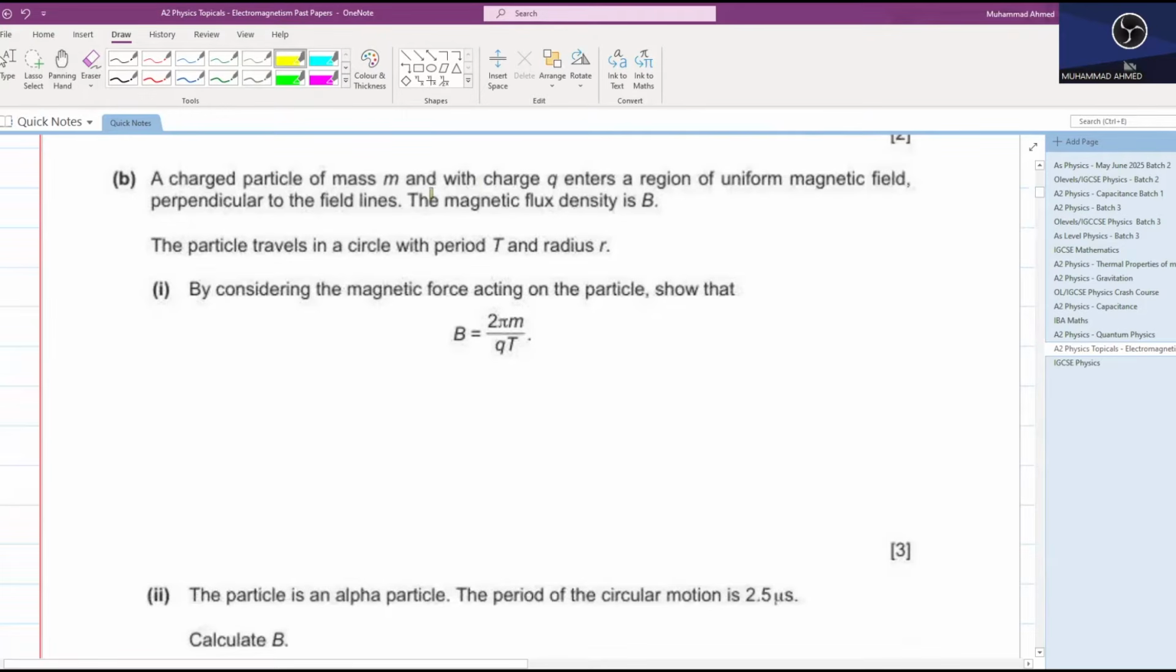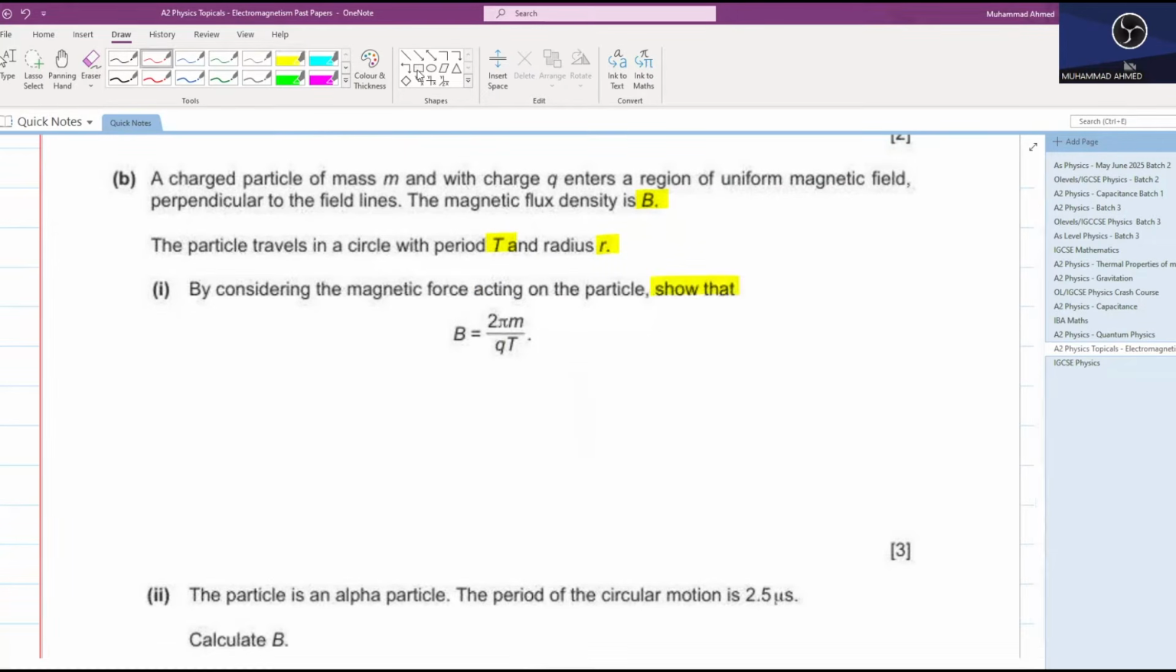A charged particle of mass m with a charge q enters a region of uniform magnetic field, perpendicular to the field lines. The magnetic flux density is B. The particle travels in a circle with a period of T and a radius of r. By considering the magnetic forces acting on the particle, show that this holds.